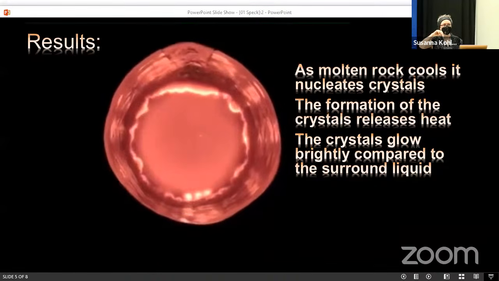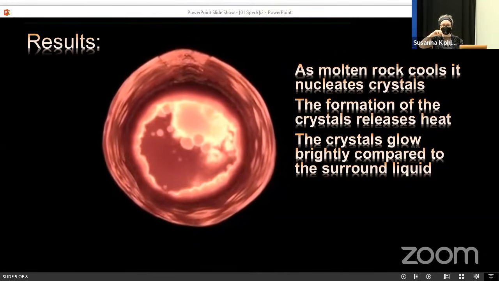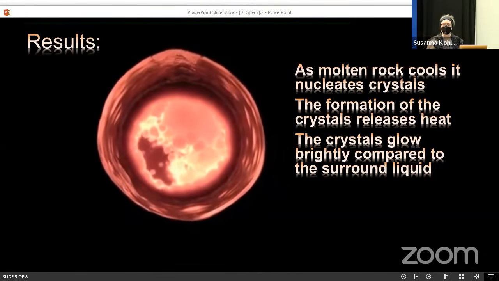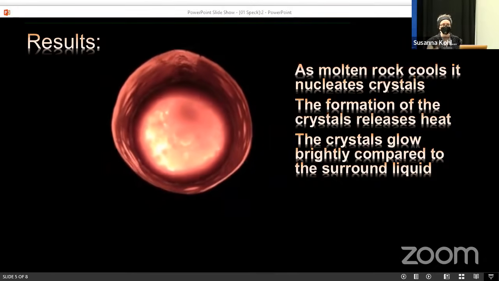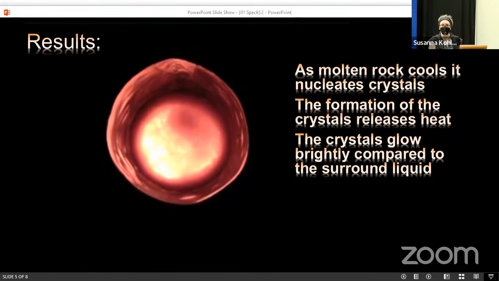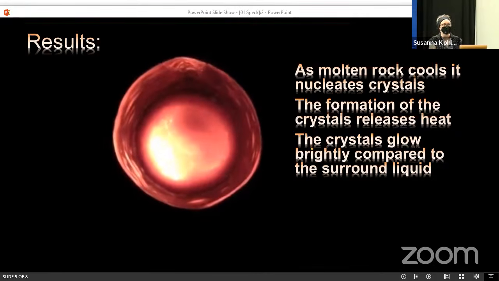And so what you see is crystals forming in the middle there, and then you're seeing them get very, very bright. And what's happening is as crystals form, they release energy, and that causes the crystals to heat up. And this is important for understanding what happens with the crystals that we see in space.